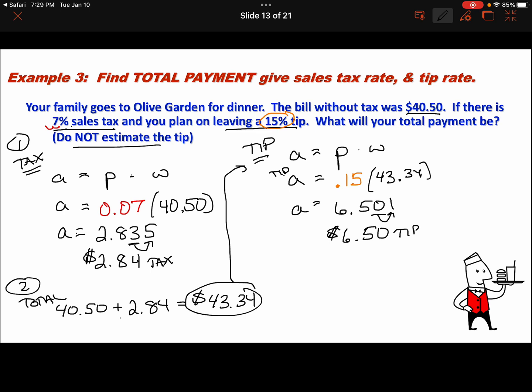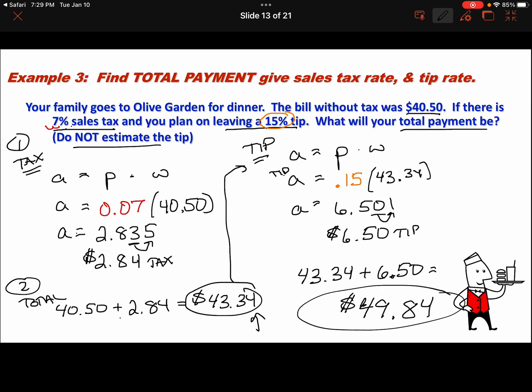But the question says, what would our total payment be? So now I'm going to take the amount that had the tax included, and I'm going to add my tip to it, which is $6.50. I'm not going to add all of these other numbers together. This already has the tax in it, and now I just need to add the tip. You add those two amounts together, and you're going to end up with a bill of $49.84.